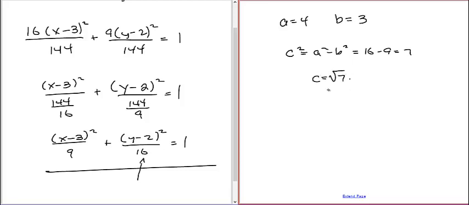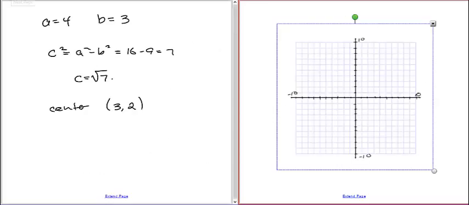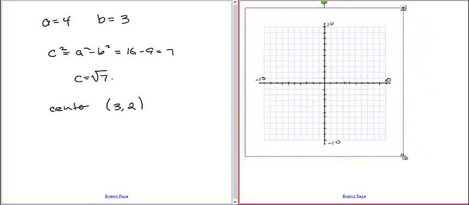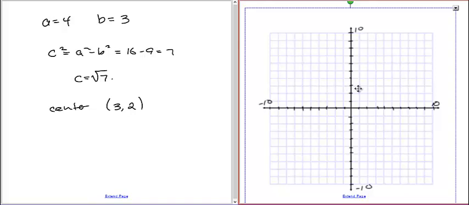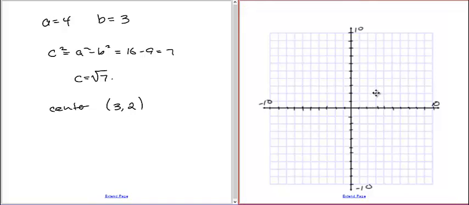Now we don't need this to plot it, but we will plot it. We also know the center. We look where x is, because usually we have x first when it comes to ellipses and y second. So we got x equals 3 and y equals 2. So that's the center. We're going to plot the ellipse, and then we'll come back and get the coordinates. First thing you do is plot the center. 1, 2, 3, 2. So there's the center.